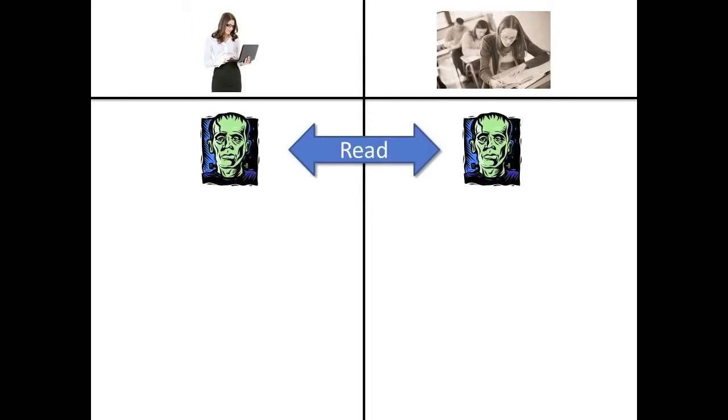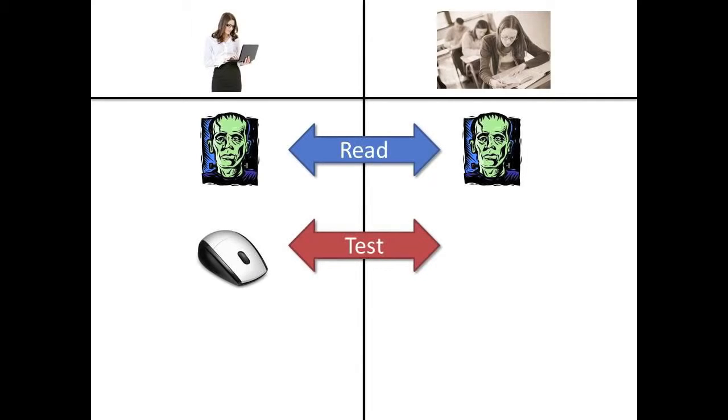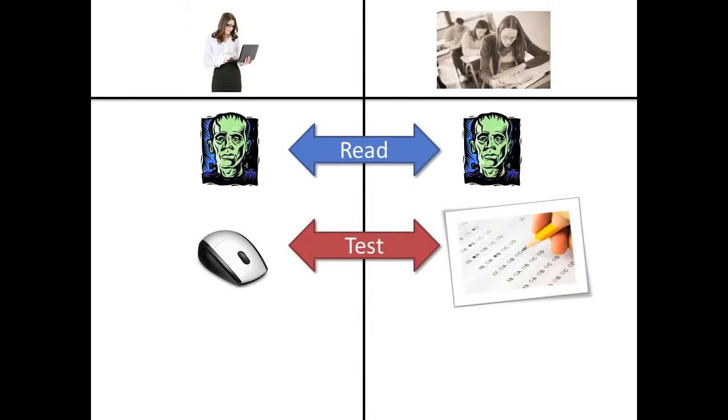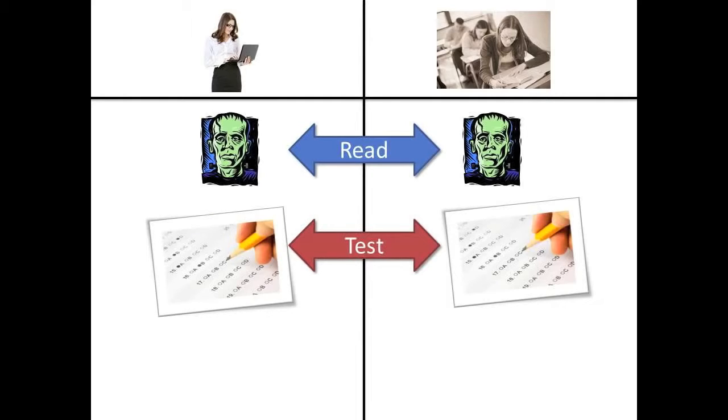Here's the setup. We have the computer group and the traditional group. They both read parts of Frankenstein. One took the test online, but the other group took the test in class. A critical friend said this would not work. There were just too many variables. I had to make the tests the same.